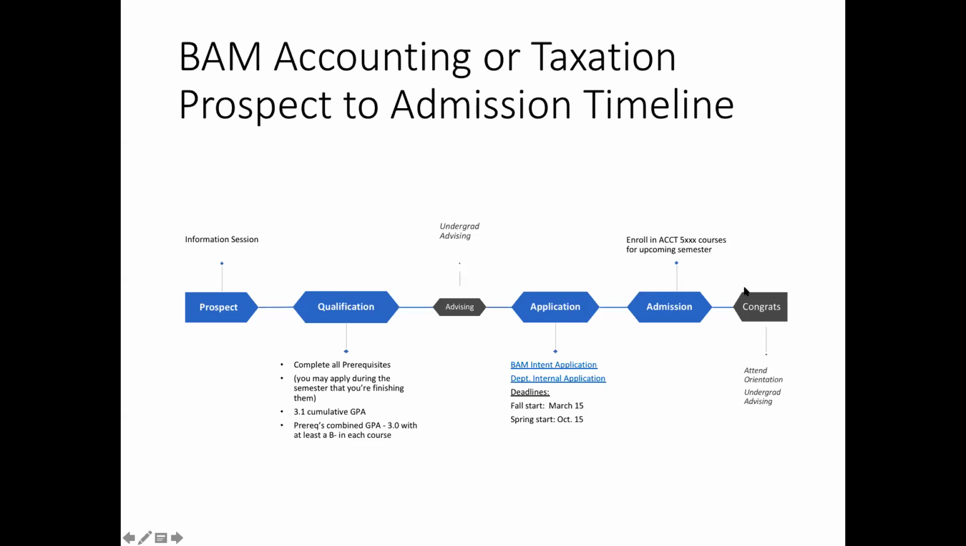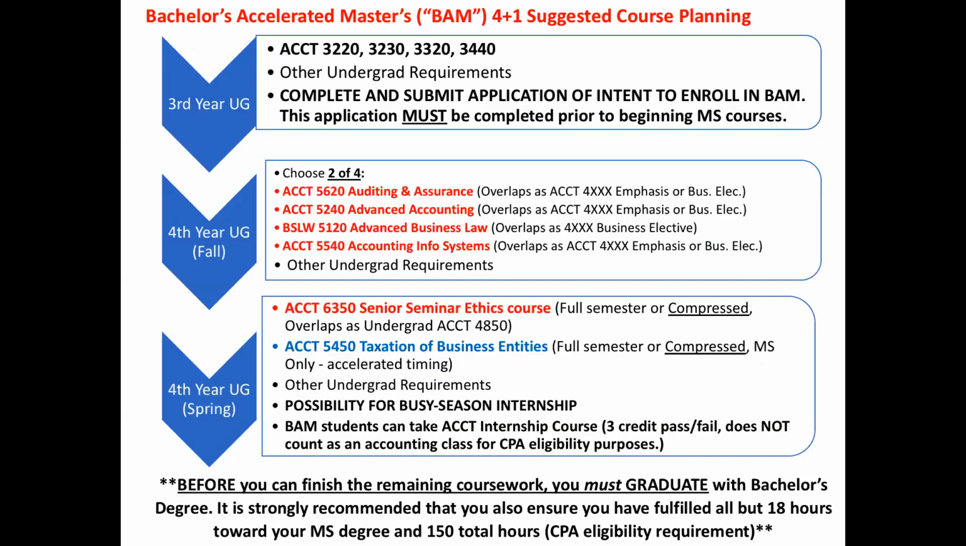Okay, at that point, assuming you do everything you're supposed to do, you'll be admitted. And as soon as you're admitted, we will have you attend orientation, which is either in December or in August. So we do it in December for the spring starts and August for the fall starts. And you'll still be under undergrad advising at that point, okay? And so what ends up happening, I'm actually going to skip ahead.